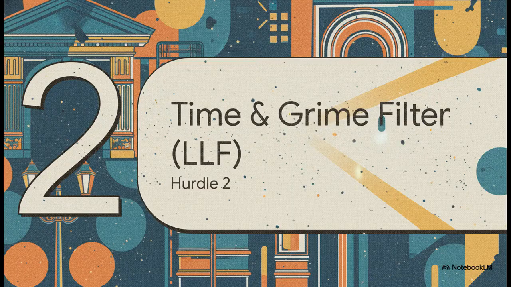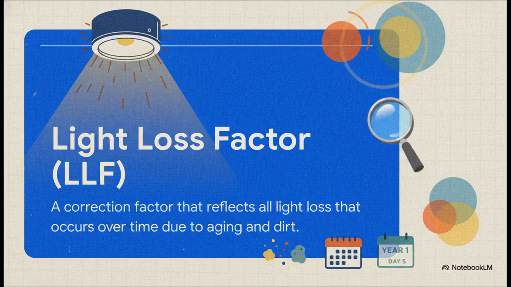All right, so our light has successfully navigated the space. Hurdle 1 is cleared, but now it has to face its second and maybe more predictable enemy, the time and grime filter. This is where the light loss factor, or LLF, comes in. This is our reality check. LLF is also a multiplier, another number between 0 and 1. But this one accounts for everything that's going to make your lighting system dimmer over time. Because let's be real, you aren't designing for how the space looks on day 1. You're designing for how it's going to perform in year 5 or year 10. LLF is the factor that makes sure it's still bright enough way down the road.